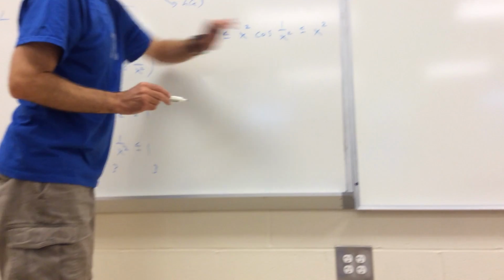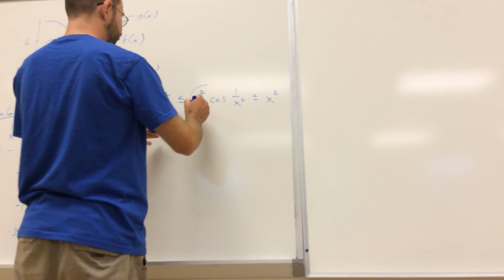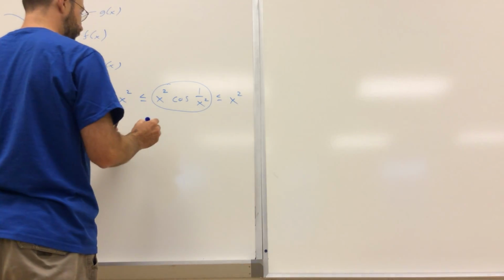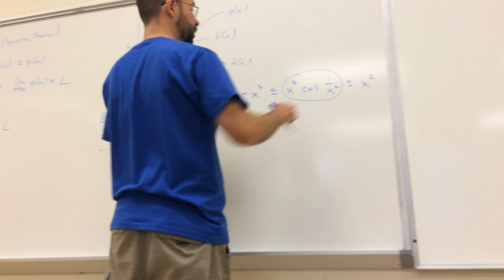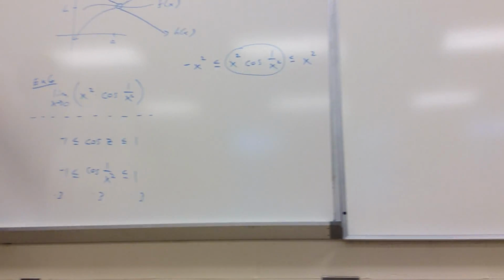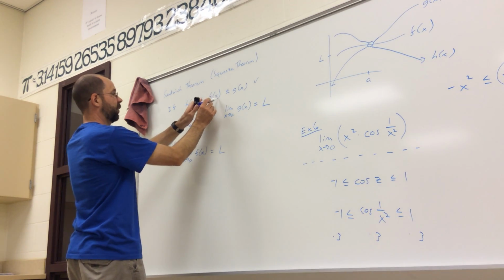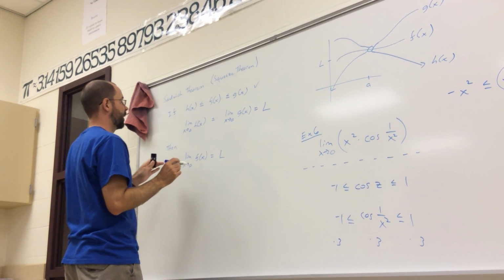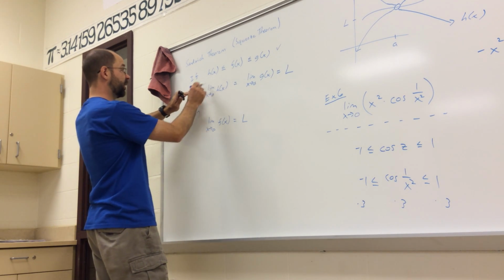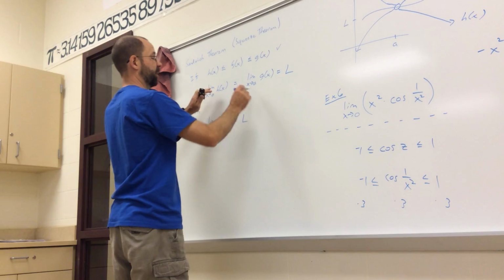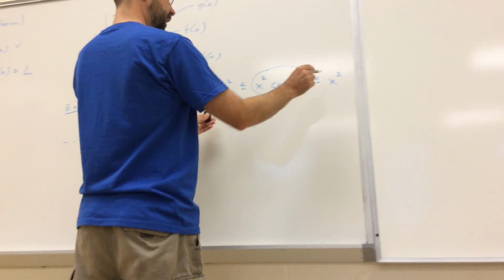The reason I did all of that is because now I have the function I care about trapped in between 2 other functions. So I've met this burden right here. I've trapped the function I care about in between 2 other functions. Now the second step to verify is to see if the limit of the bottom function is equal to the limit of the top function. So I need to calculate the limit of this and the limit of that.